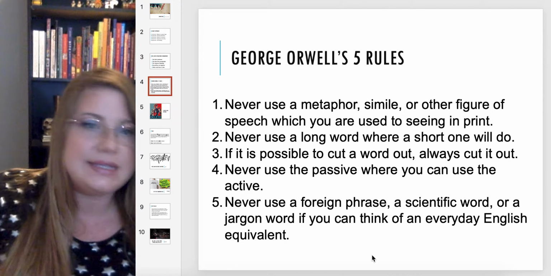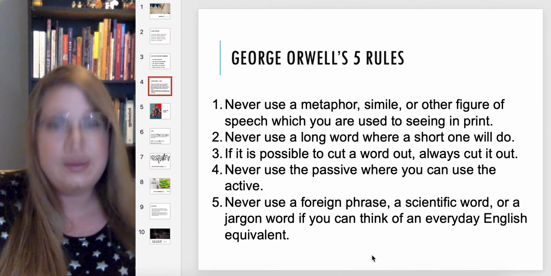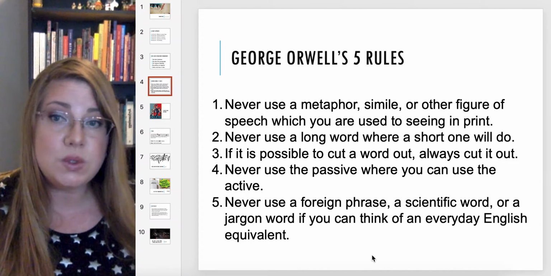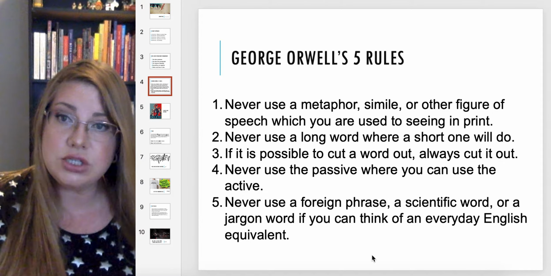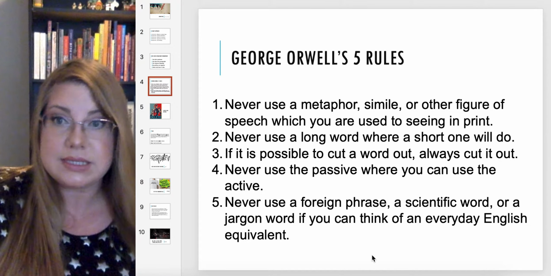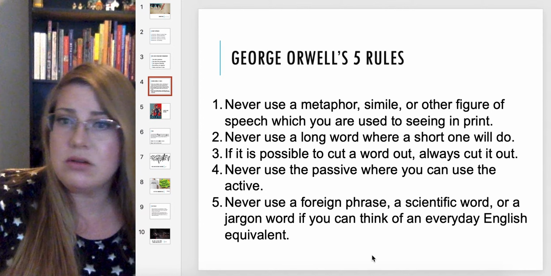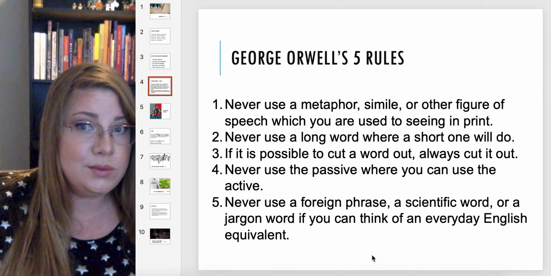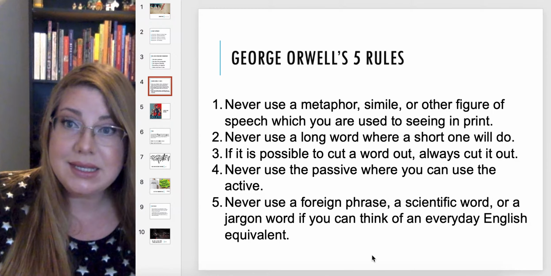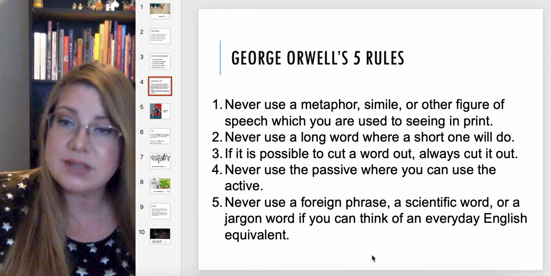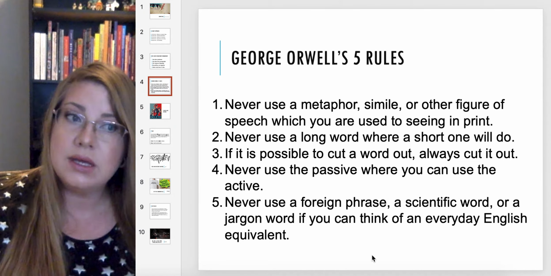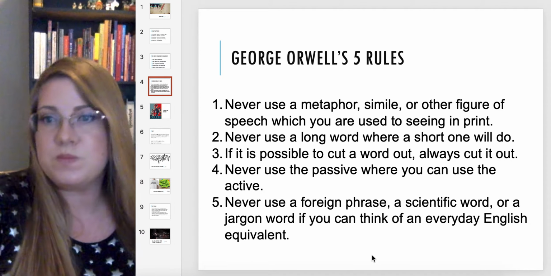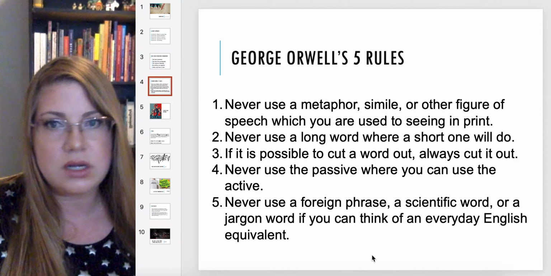Never use a foreign phrase, scientific word, or jargon word if you can think of an everyday English equivalent. Sometimes you have to use specialist language, but you need to introduce it and teach it to your audience, and your entire paper doesn't need to turn into a technical language encyclopedia. So use it sparingly, teach us what it means in this context, and then use it consistently throughout your paper. And if you could just say a normal English word, use that instead.